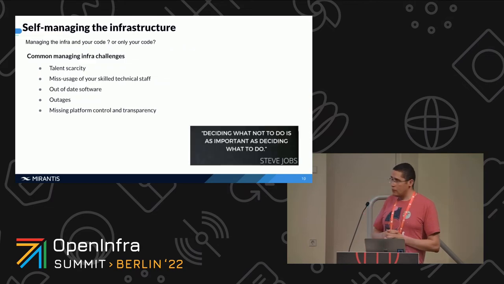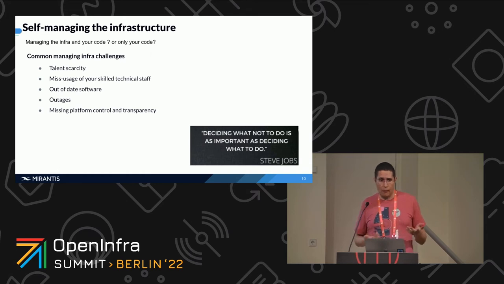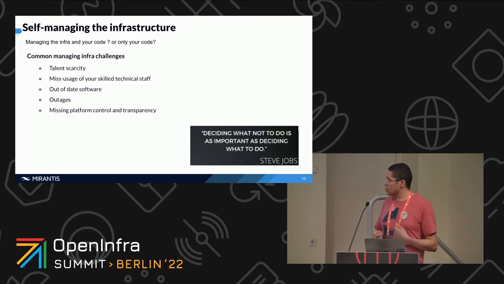In order to implement this ideal cloud, you basically have two possibilities. Either you do it yourself with a specific team, dedicating a cloud team to do that, and we have seen a few customers doing it themselves. In this case, we have seen a few challenges. First one, of course, is talent scarcity. It's very difficult to hire infrastructure talent, and even more difficult to maintain them.